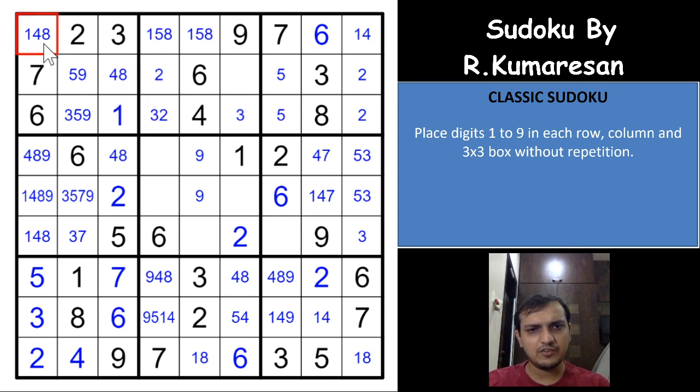And you already have a 1 here, which means 1 can be eliminated from here. 4 and 8. So 3 is already here, 5 and 9 can be here. With the 5 and 9, you can eliminate 5 and 9 from here. You will have a 3, 7 pair here. Okay.